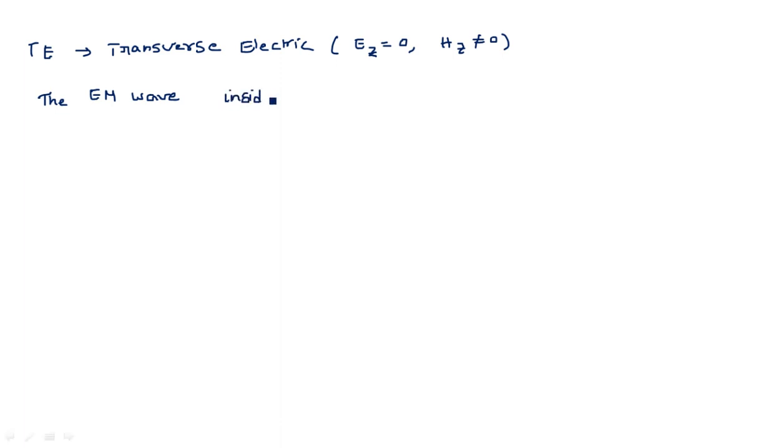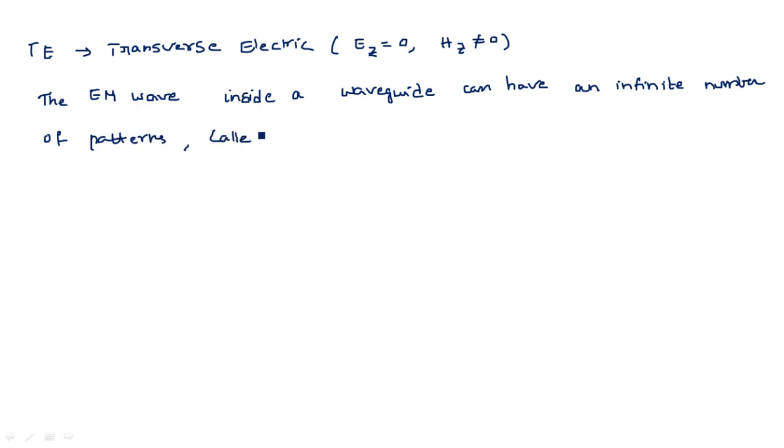So the electromagnetic signal, or the EM wave, inside a rectangular waveguide can have an infinite number of patterns. What are they called? Modes. When the electromagnetic signal travels in a rectangular waveguide, it experiences different types of patterns. Each pattern is nothing but a mode.